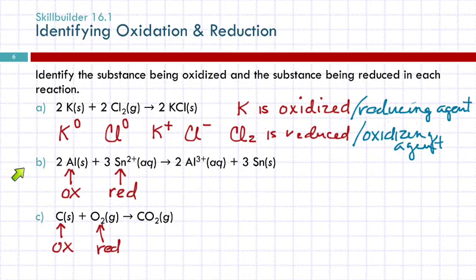So in letter B, which one is the oxidizing agent? It's the tin ion. So I'm going to call that the OA, the oxidizing agent. And which one's the reducing agent? The aluminum. So the aluminum is the reducing agent. How about in letter C, carbon and oxygen, which is the oxidizing agent? The oxygen. And which is the reducing agent? The carbon. Yeah, I forgot what letter I was making. Reducing agent. Any questions?